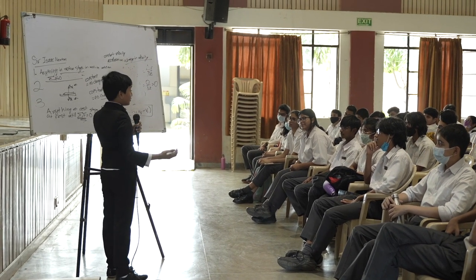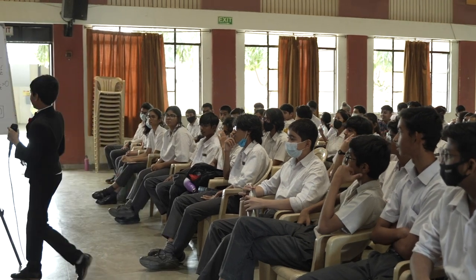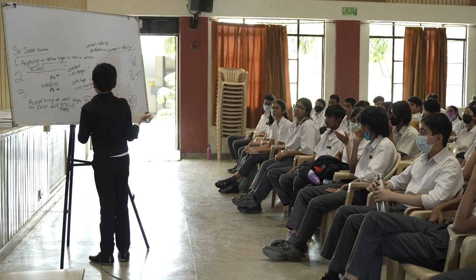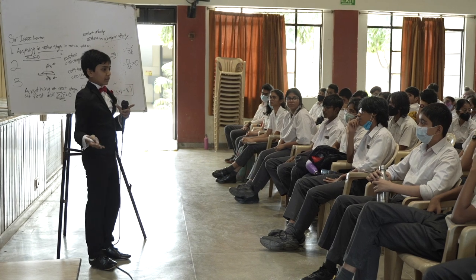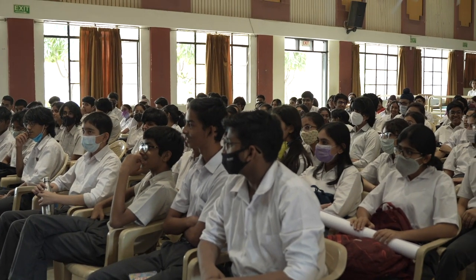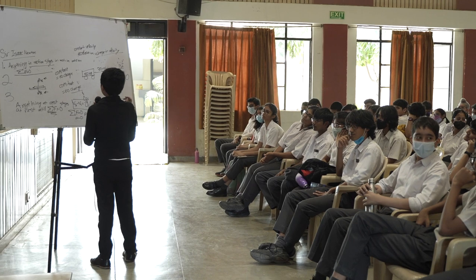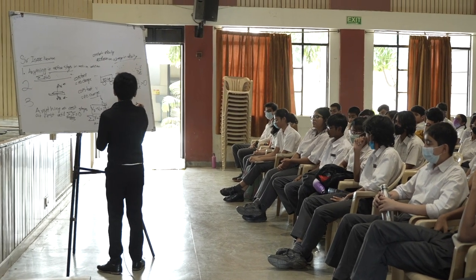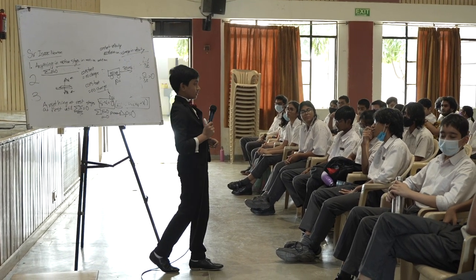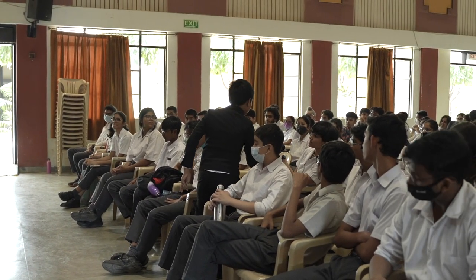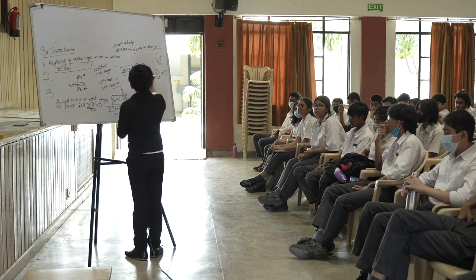Can anyone give me a mass for the car? 50 kg, sure. And let's say it's moving how many meters per second? 30. 30 meters per second. Okay, so if this is 50 kilograms and it's moving 30 meters per second, can anyone tell me what its momentum is? Good! 1,500 newton seconds.